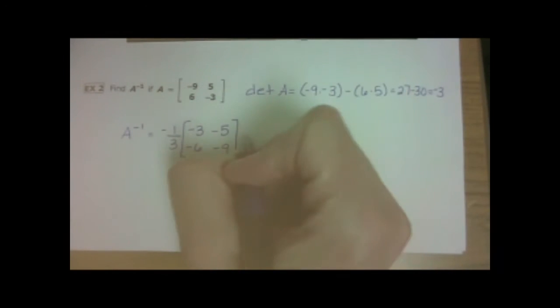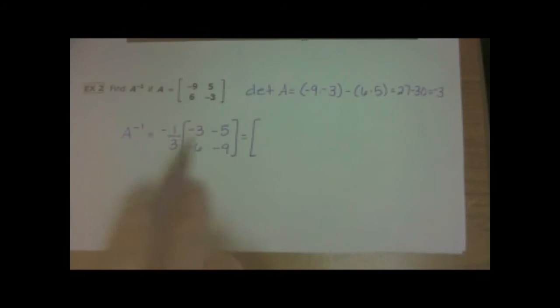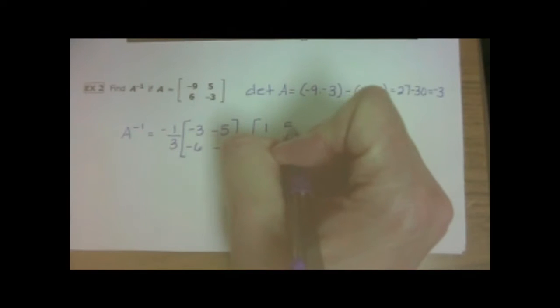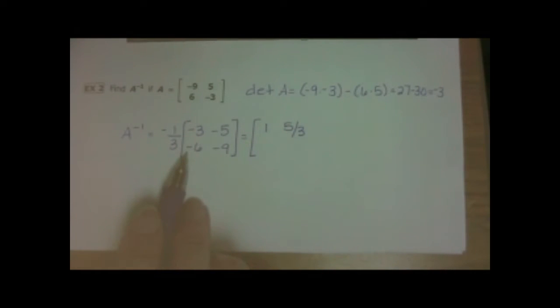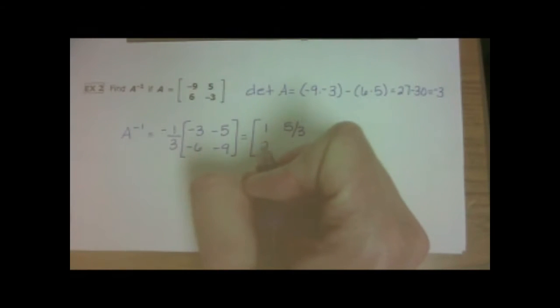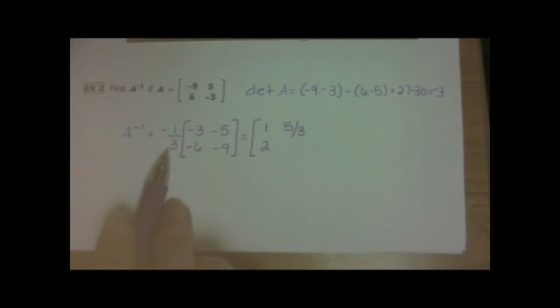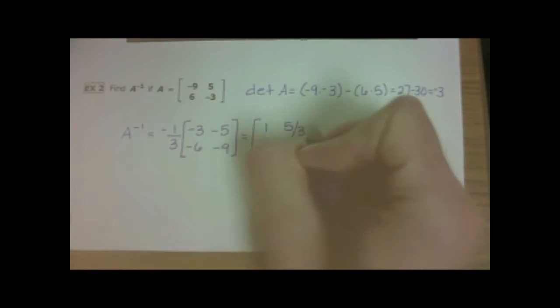All right, now we're going to do our scalar multiplication. So -1/3 times -3 is 3/3, which is just 1. -1/3 times -5 is +5/3. -1/3 times -6 is +6/3, which is just 2. And -1/3 times -9 is 9/3, which is just 3.